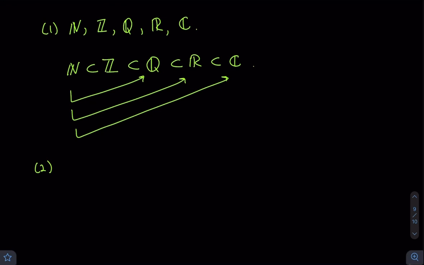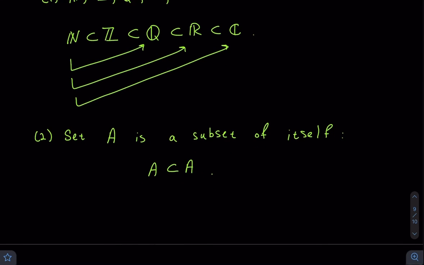The second fact is that any set you pick must be a subset of itself. So set A, whatever this set is, is a subset of itself. So A is a subset of itself because it must contain the same elements because it's the same set. So whatever elements are in A, well, they're in A. So by definition, it's going to be a subset of itself.